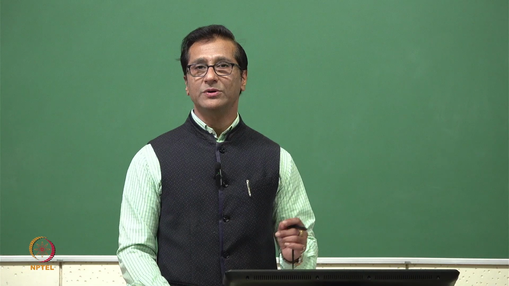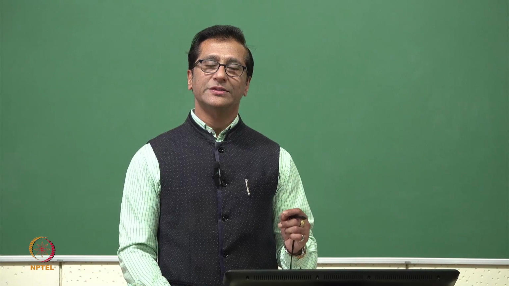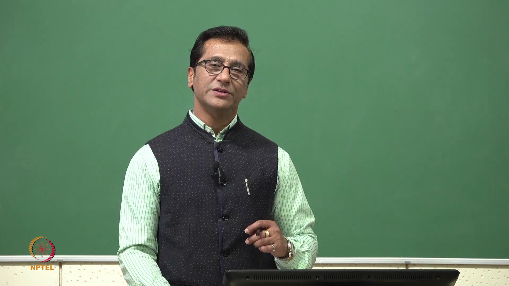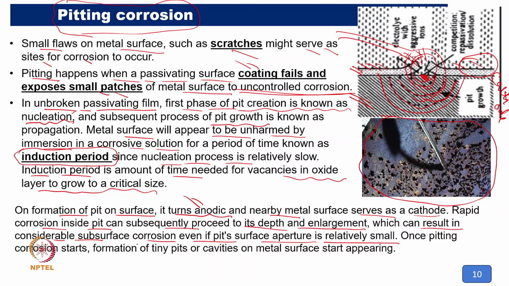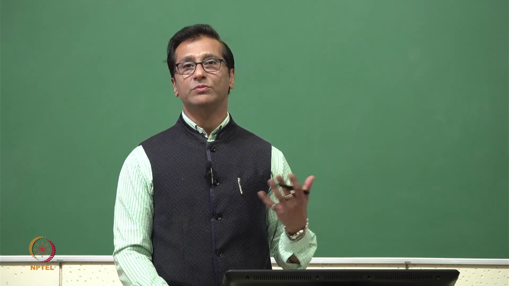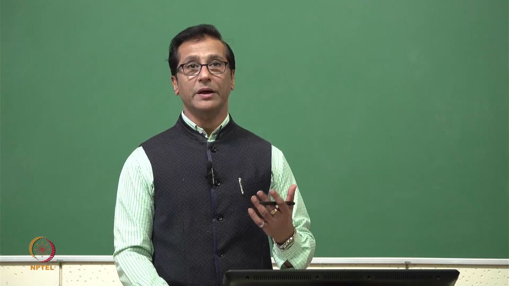That means on the top we are not able to see much variation, maybe the crack size is smaller, but because the electrochemical reaction is happening inside that surface, subsurface corrosion is going to be considerable, and then it will create more problems. Once pitting corrosion starts, the formation of tiny pits or cavities on the metal surface starts appearing, and that has been shown here, that there are a number of pits on the surface. When the pit formation occurs, nothing was visible, and suddenly it has gone to so many pits and is spread in a significant manner.